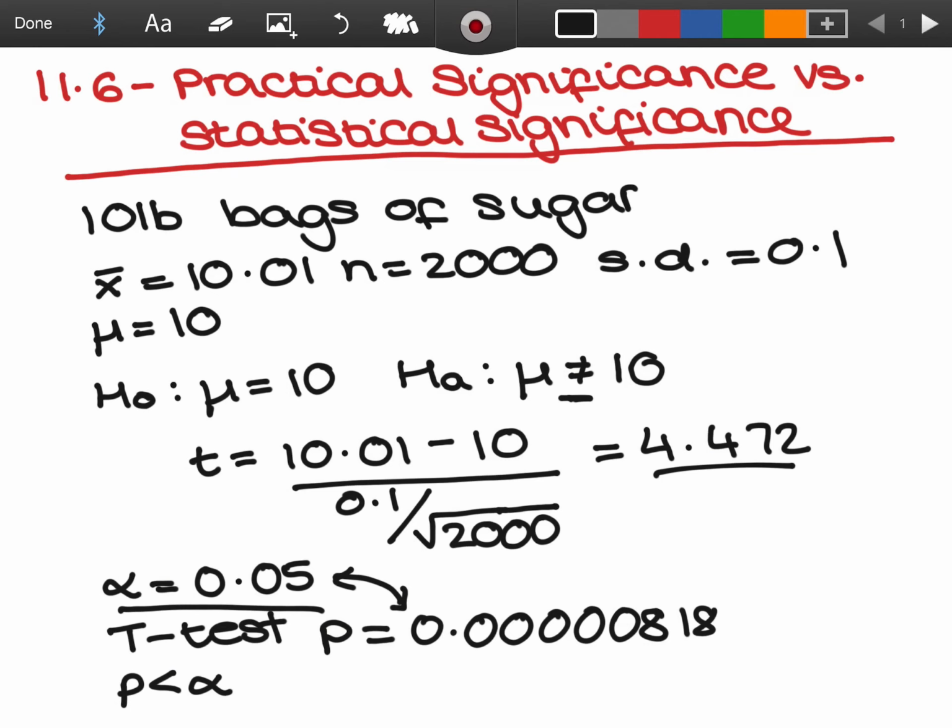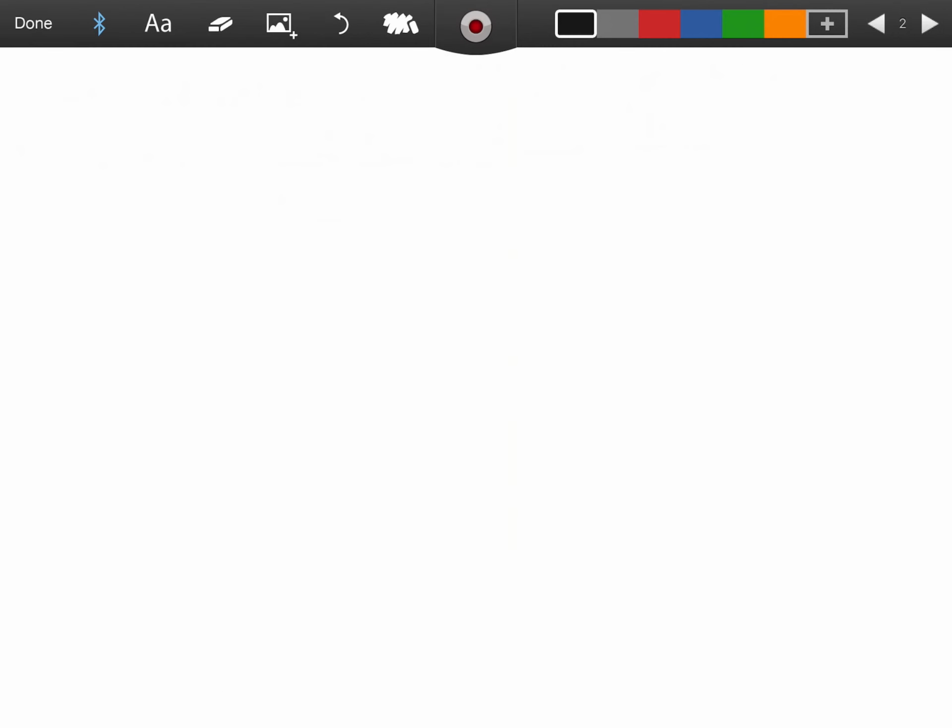So for this test, you're going to reject the null hypothesis, and this test is definitely statistically significant. Look at the difference between these two values. P is much less than alpha, so we definitely reject that null hypothesis. There is no doubt about it. The values aren't in any way close together. So this test is statistically significant.